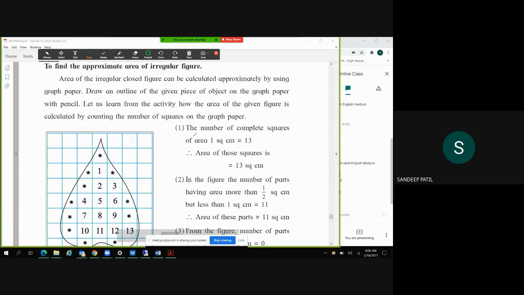So how to calculate the area for such an irregular shaped figure is, now we will calculate the number of complete squares, right? So 1, 2, 3, 4, 5, 6, 7, 8, 9. These are the complete squares. Okay. Then in the figure, the number of parts having area more than half a square meter but less than 1 square meter is equal to 11.